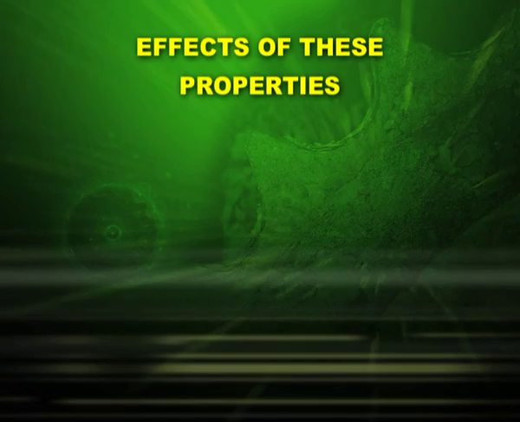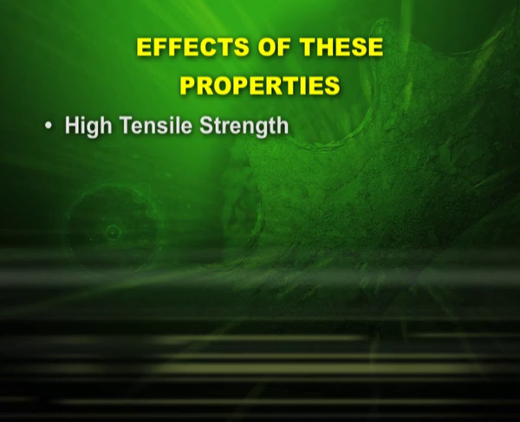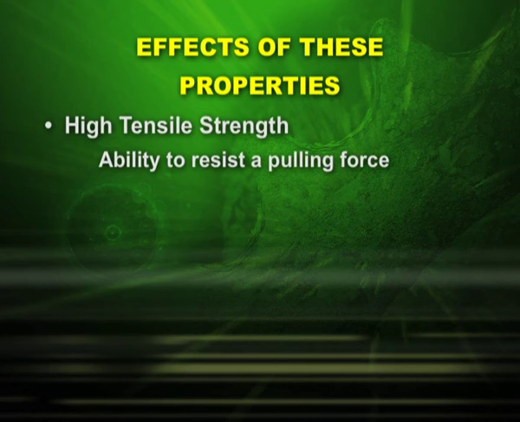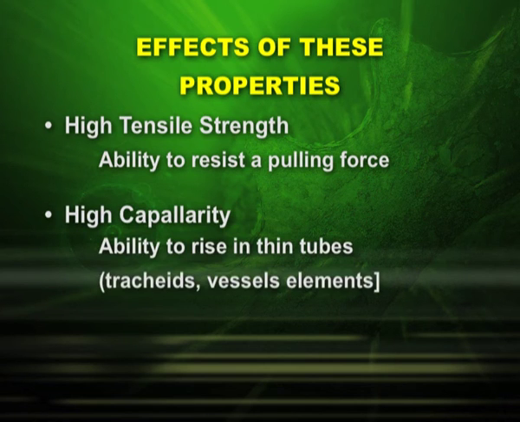Now these three properties, cohesion, adhesion and surface tension, how do these properties affect the plants? There are two important effects. Number one, high tensile strength, the ability to resist a pulling force, and second, high capillarity, the ability to rise in thin tubes, for example in this case the tracheids and vessel elements.